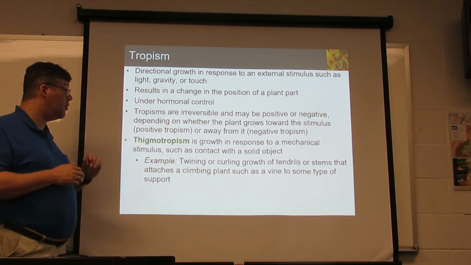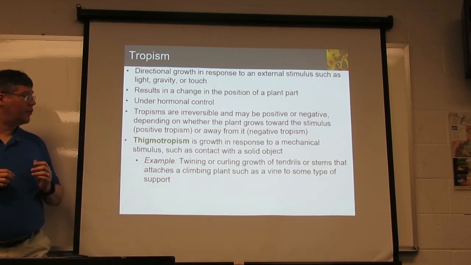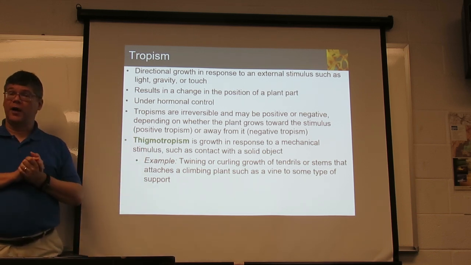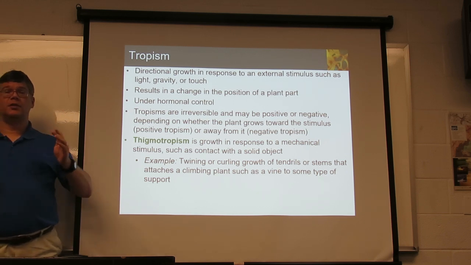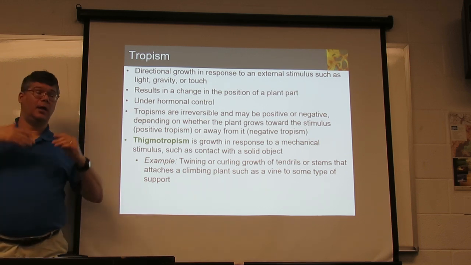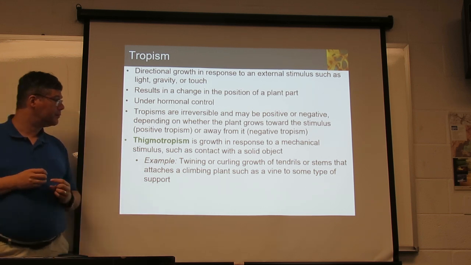For example, touch, thigmotropism is the term for that. Vines are positively thigmotropic. If they touch something, they'll grow around it to help hold themselves up.